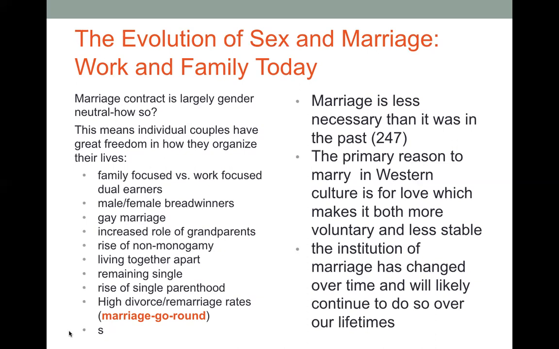So, the ending quote: marriage is less necessary than it was in the past. And the primary reason to marry in Western culture is for love, which makes it both more voluntary and less stable. And so the institution of marriage, hopefully this chapter made clear, has changed over time, and it's likely to continue to do so over our lifetimes. Despite people's tendency to look back at past time periods with nostalgia, the fact of the matter is these institutions have continuously changed, and they will continue to change.